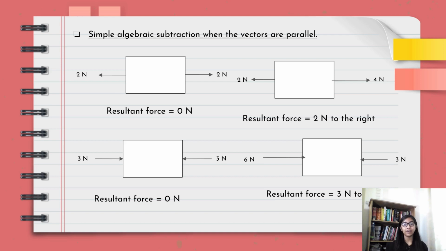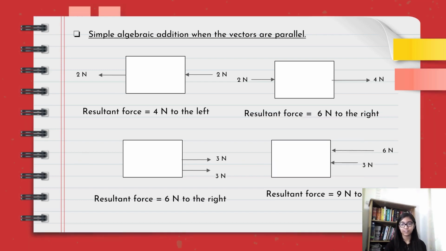And then again we have 3 Newton working on the left side and 3 Newton working on the right side. Subtracting this will again give us a force of 0 Newton, that is the resultant force. And then again we have 6 Newton working on the right side and 3 Newton working on the left side. Subtracting this will give us a resultant force of 3 Newton that is working on the right side.